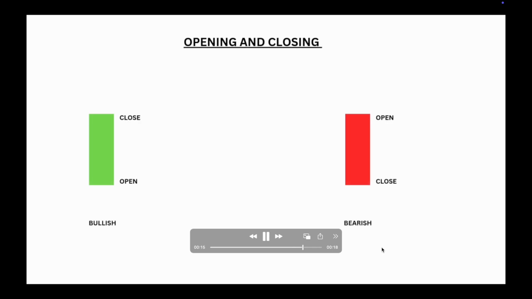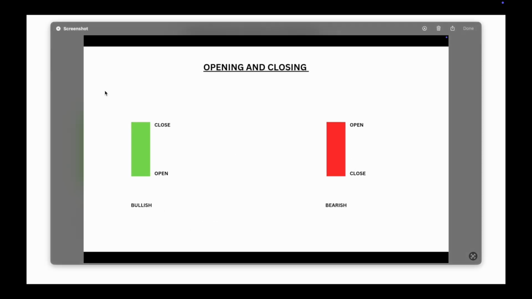So guys, if you want to understand the reason behind every candle, you have to start from the basics. For example, here I have taken two candles. One is green and one is red. A lot of you must already know the difference between red and green, but still I will be explaining why a candle is green and why a candle is red.